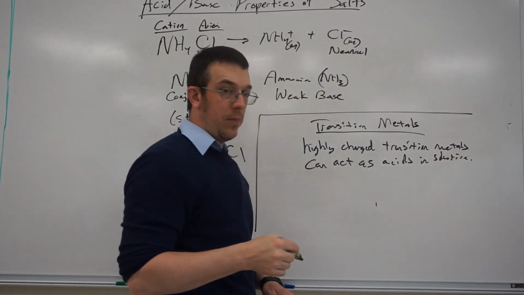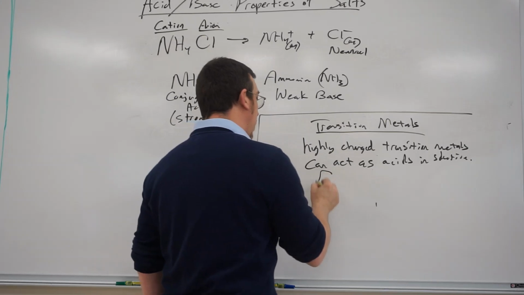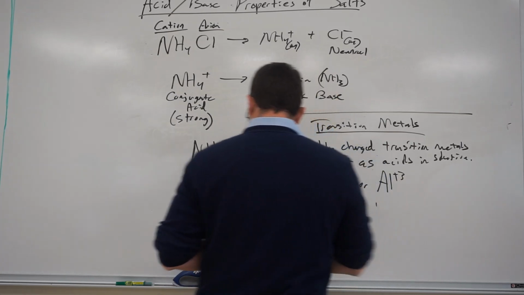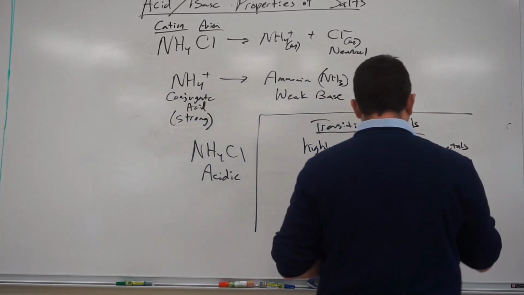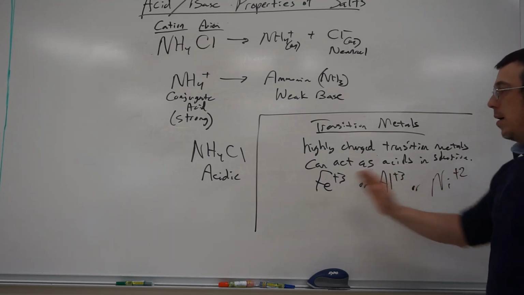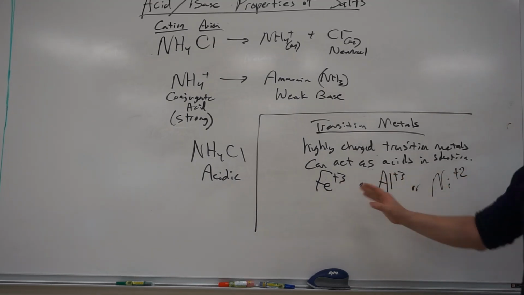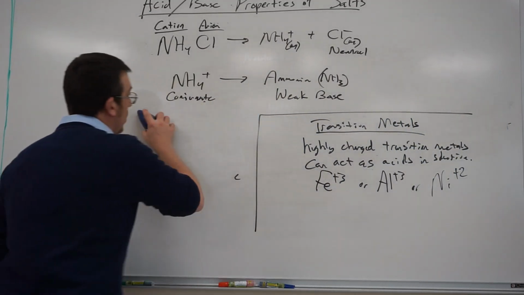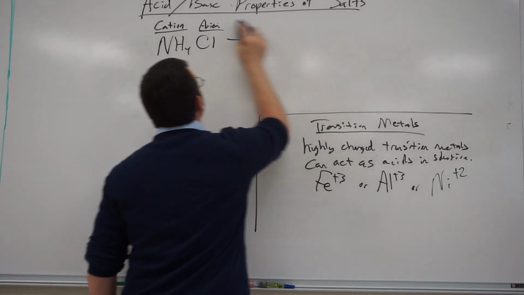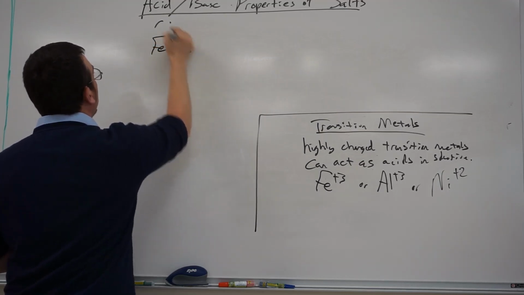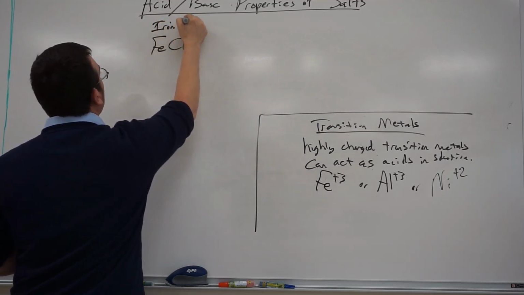So an example of a highly charged ion is Fe plus 3 or aluminum plus 3, or sometimes nickel, right? Nickel that has a plus 2 charge. So anytime you have these metal ions in a compound, they are going to cause that compound to be partially acidic, or in some cases acidic. So if we take, for example, iron 3 chloride, FeCl3, so this would be iron 3 chloride.